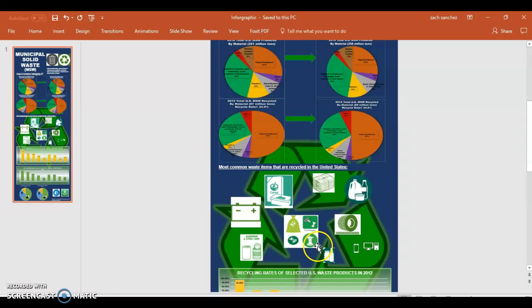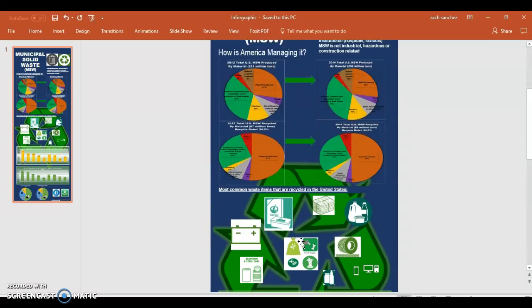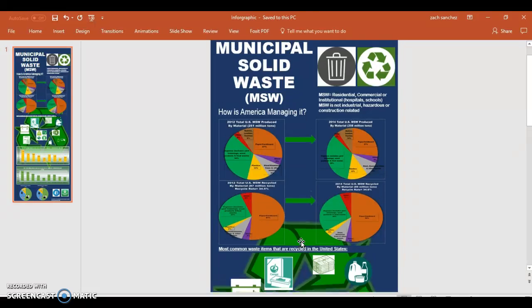And then finally, the most important element of an infographic is color. I used blue, green, and yellow as my main colors because they represent the earth, and most people associate these colors with sustainability, recycling, and nature. I used white for the text and also for some of the icons to highlight their presence.